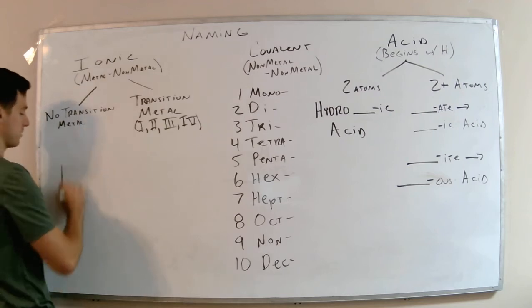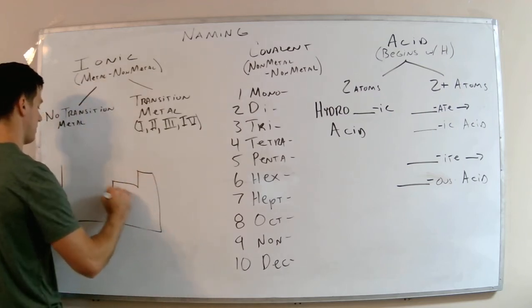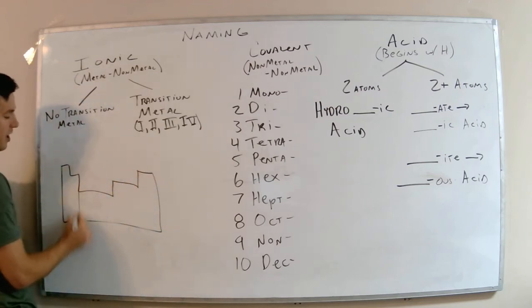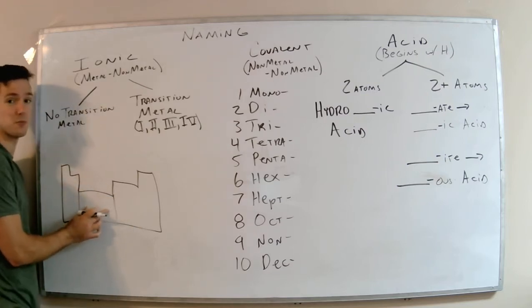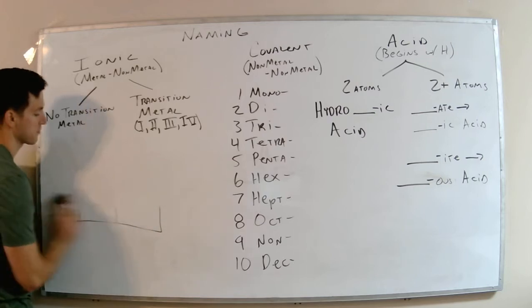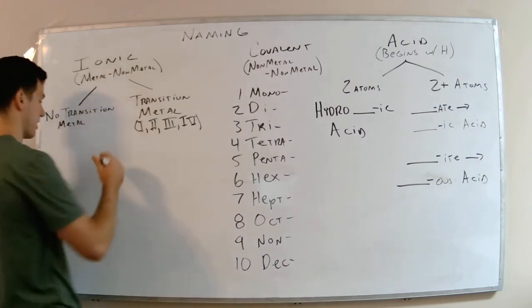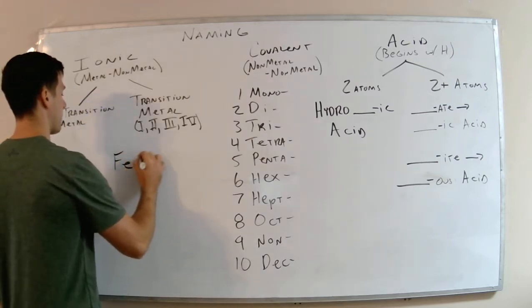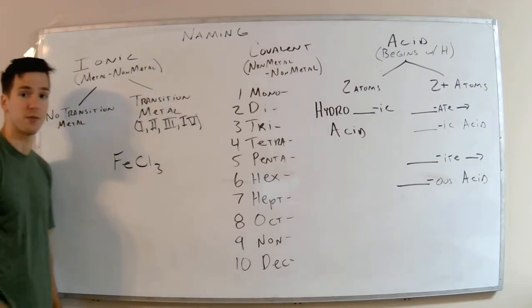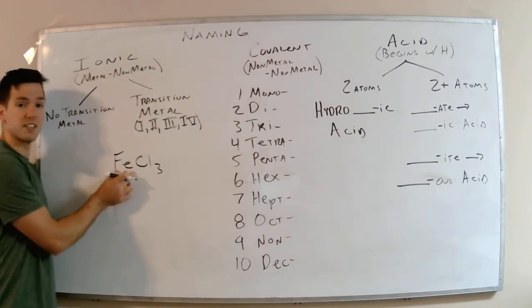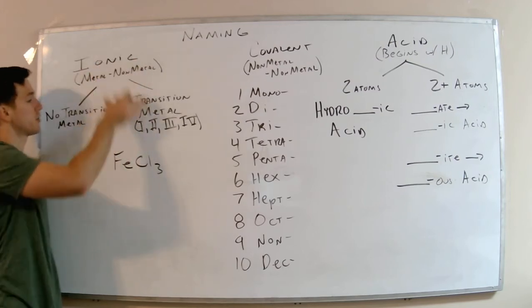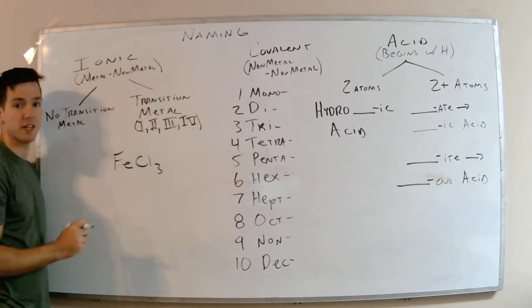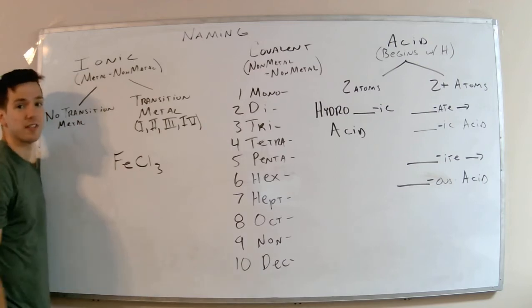Now let's do an ionic bond that is a transition metal. Remember, transition metals are in that little rectangle right in the middle. So let's go for another ionic bond such as FeCl3. I look at this, I see that this is a metal, this is a non-metal. Okay, so it's in my ionic tree, but is there a transition metal in it? I look at iron, that's a transition metal.